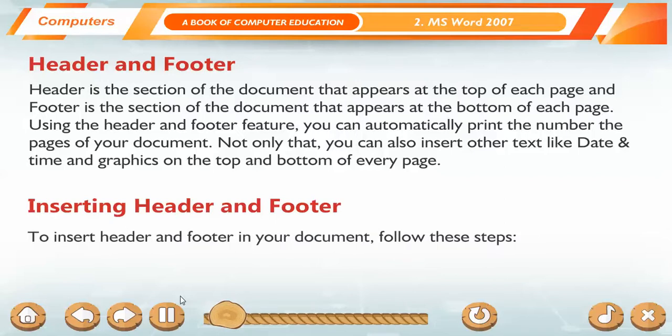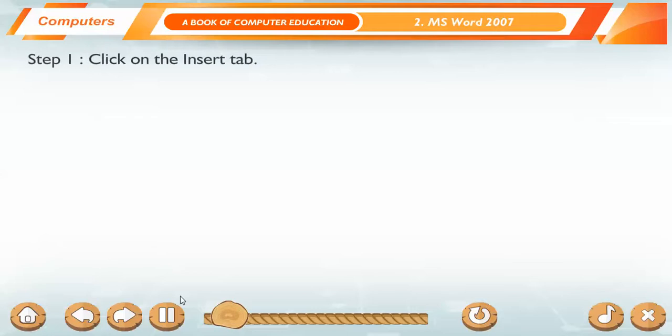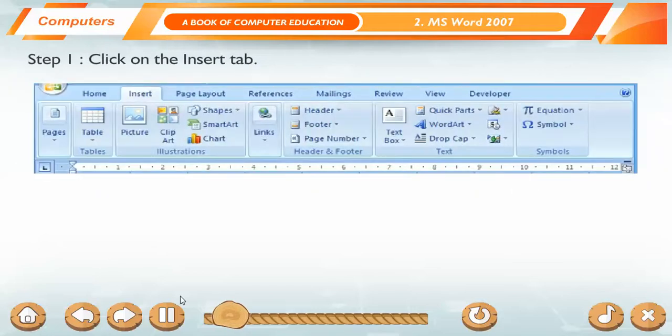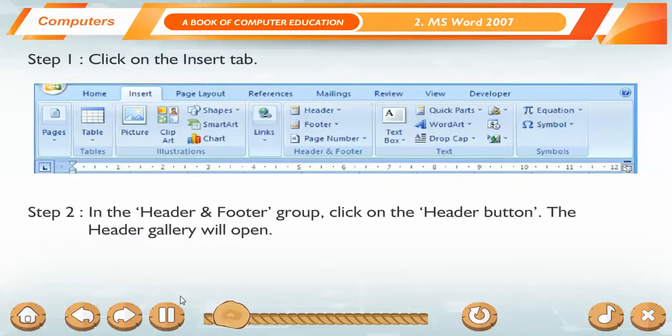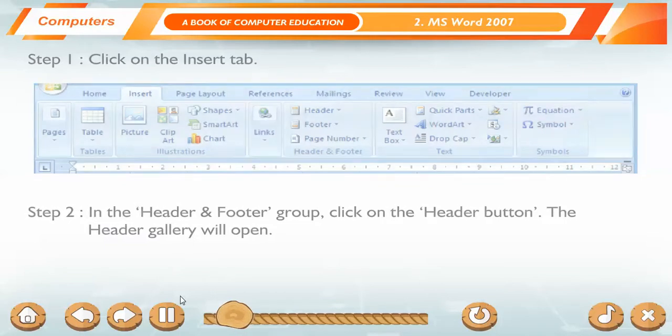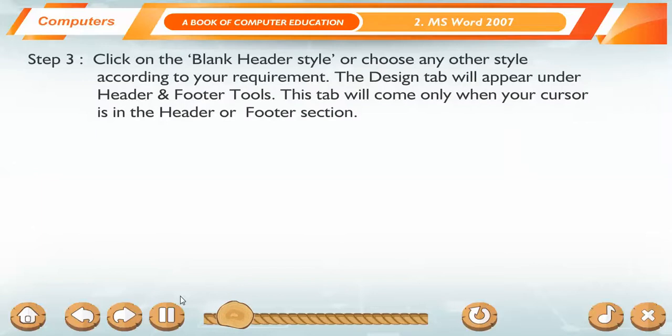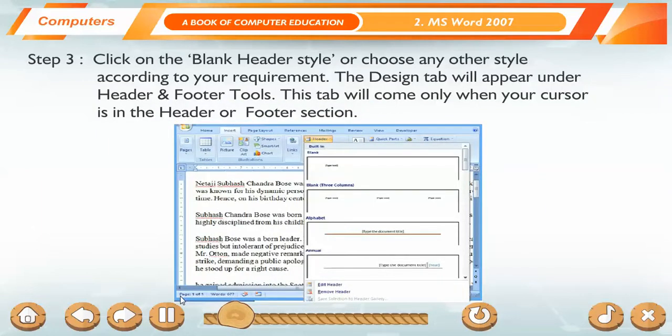Inserting header and footer. To insert header and footer in your document, follow these steps. Step 1. Click on the Insert tab. Step 2. In the Header and Footer group, click on the Header button. The header gallery will open. Step 3. Click on the blank header style or choose any other style according to your requirement. The Design tab will appear under Header and Footer Tools. This tab will come only when your cursor is in the header or footer section.